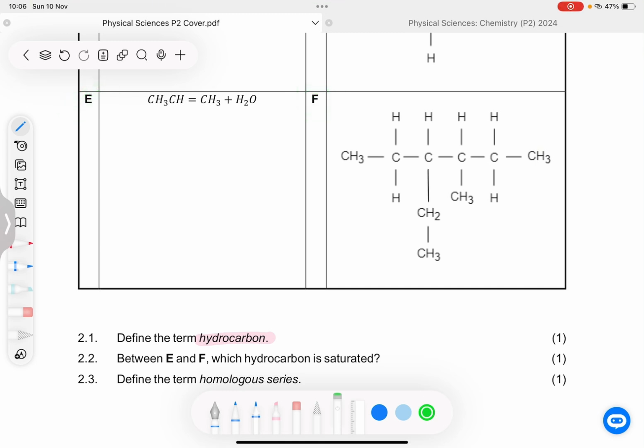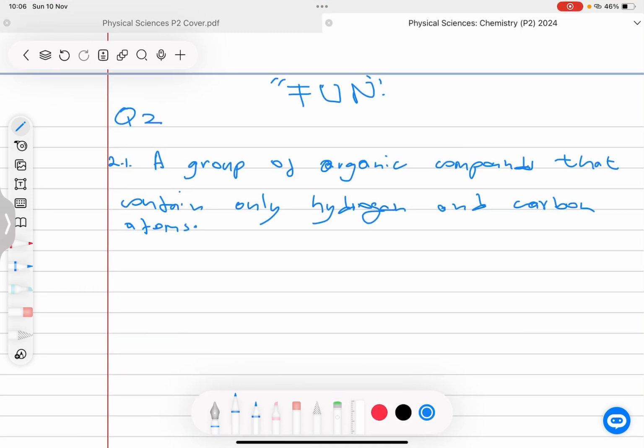Right, the second question says between E and F. So E and F are these molecules here, the very last ones. Which hydrocarbon is saturated? Now, remember that a saturated hydrocarbon consists of only single bonds. An unsaturated hydrocarbon will start having double and triple bonds. This is a simple one to answer. You can see here we have a double bond, so this has to be an unsaturated hydrocarbon. And definitely this is a saturated hydrocarbon because we only have single bonds in there. So our answer here is F.